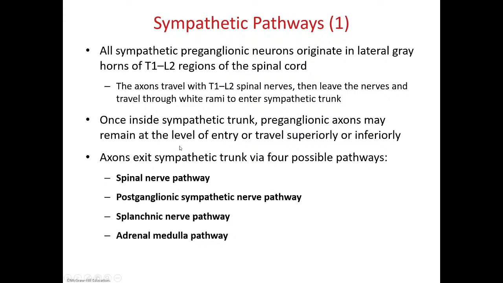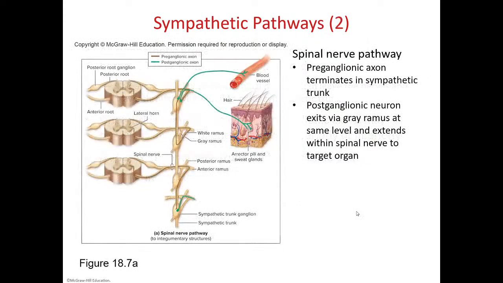So the axons then exit the sympathetic trunk through four possible pathways. We have the spinal nerve pathway, the postganglionic sympathetic nerve pathway, splanchnic nerve pathway, and the adrenal medulla pathway. All right. So for the spinal nerve pathway, we see that the preganglionic axon terminates in the sympathetic trunk.